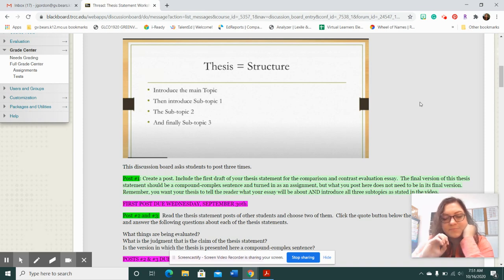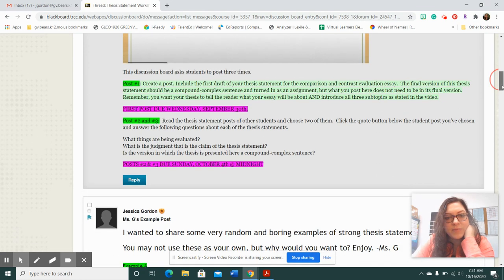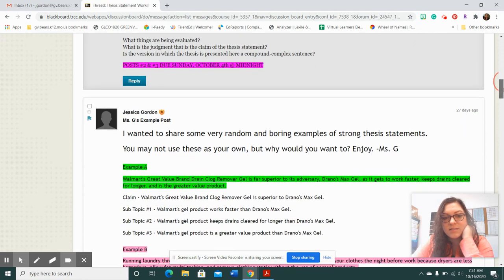Like if you're saying that Nike tennis shoes are better than Innovate tennis shoes, then you need to be able to tell me the 3 specific reasons why without going into a lot of detail because it's just your thesis. And then you would have a paragraph about each of those subtopics when we do our outline and then write the paper. I've got some examples here of correct thesis.